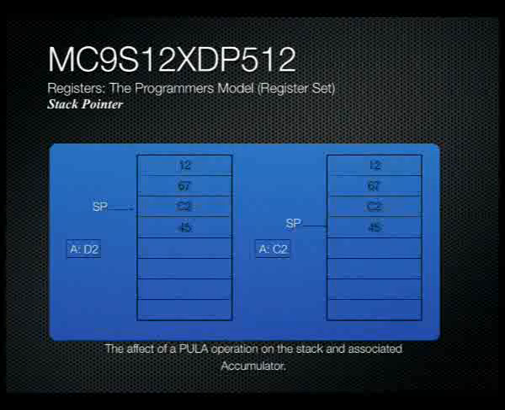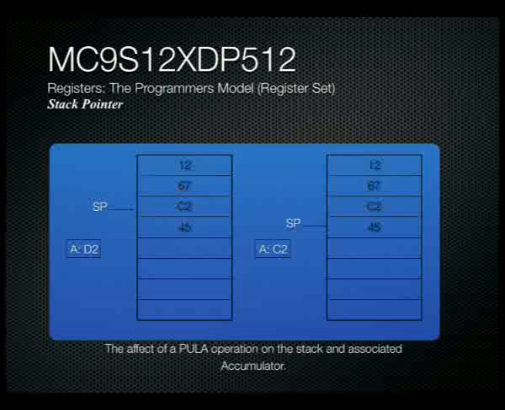So the same thing when you do a pull A, which simply pulls the value off the stack and puts it back into accumulator A. We simply have the value of D2 inside accumulator A. We have our stack pointer pointed at C2. And we simply do a pull, which means the value of C2 goes into accumulator A, and then the stack pointer is incremented by one memory location to point to the next value that is now the top of the stack. So these values still stay in their memory, but our stack pointer is moved to point to the new top of the stack, which in this case, 45 sits at the top of the stack now.